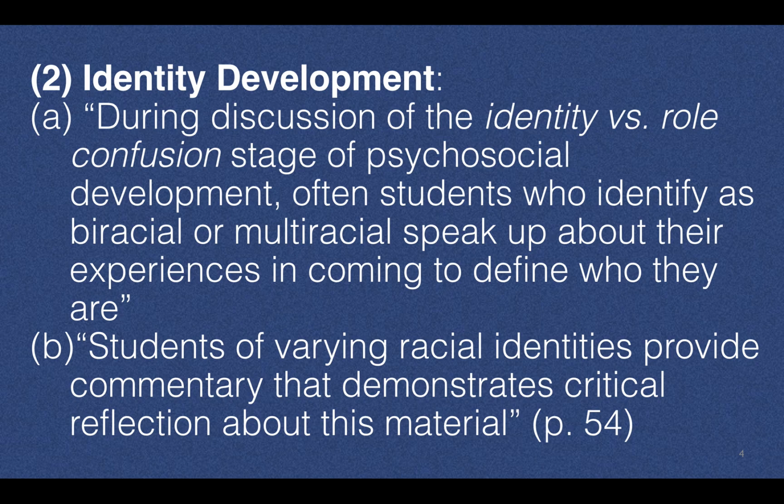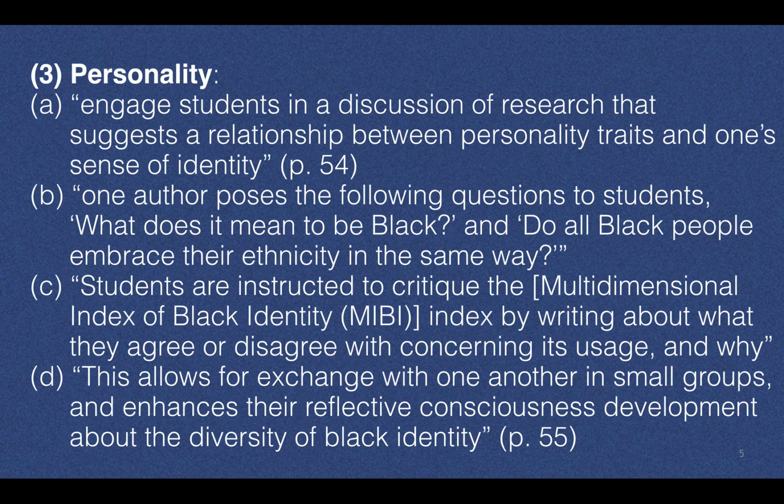They also talk about identity development. For example, they give an example of a discussion of the identity versus role confusion stage of psychosocial development. Here, often students who identify as biracial or multiracial speak up about their experiences in coming to define who they are. Students of varying racial identities provide commentary that demonstrates critical reflection about this material. From this, again, they develop their critical consciousness.